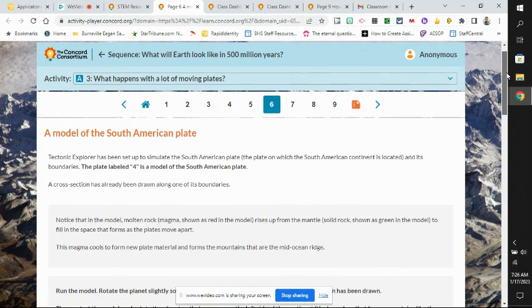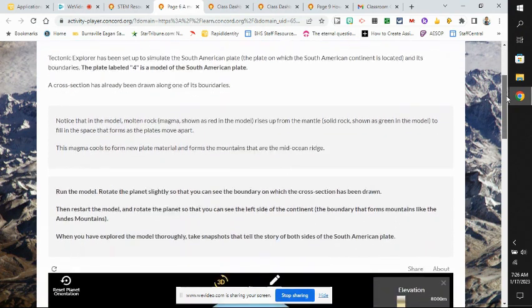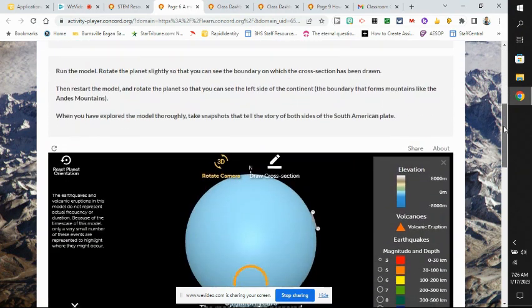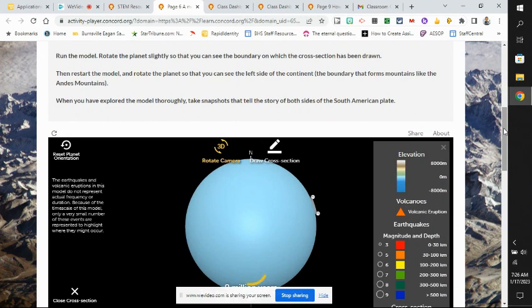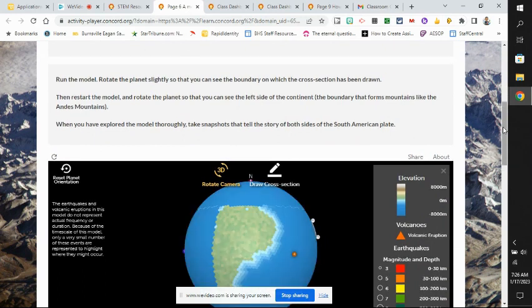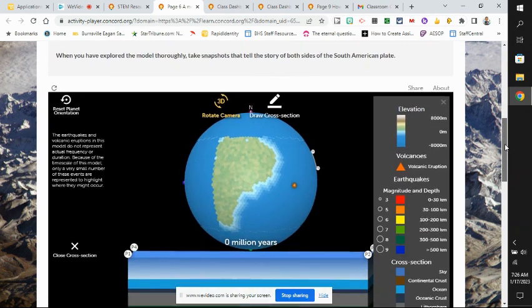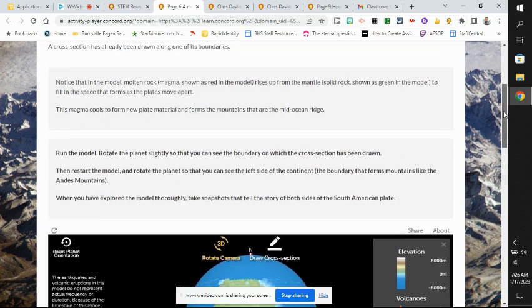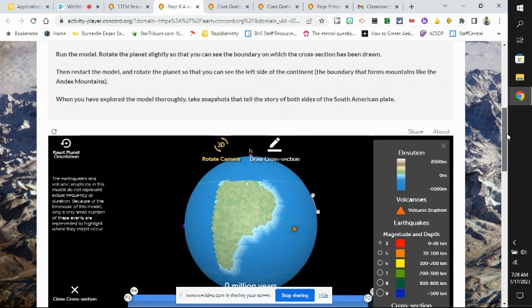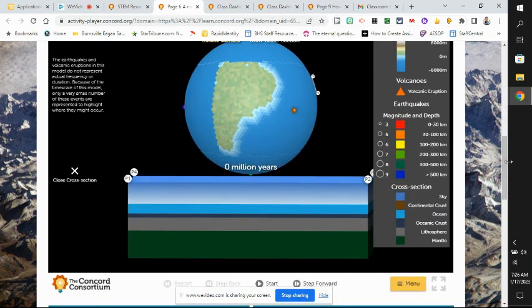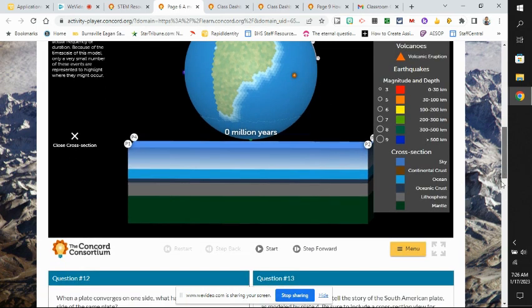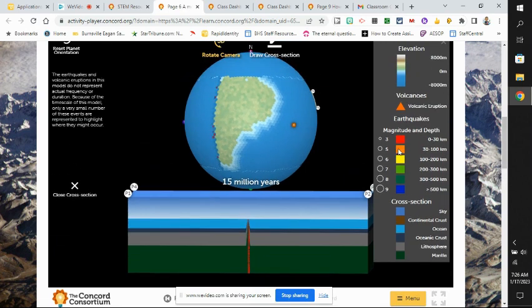Now we're going to take a look at a model of the South American plate. I'm just letting this load, sorry. It says run the model to see what occurs and rotate it so you can see the left side as well. So I'm going to go ahead and, if I can get to the bottom here, start. Okay, we're going to let this run.